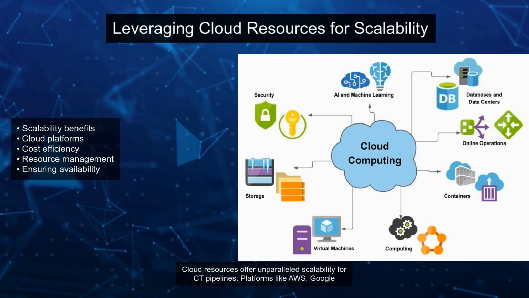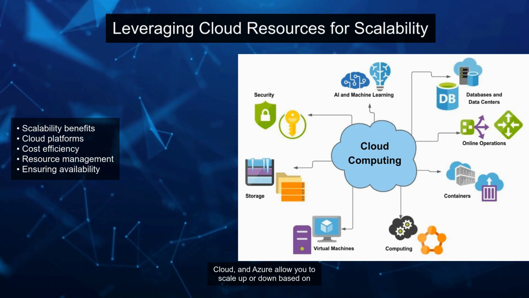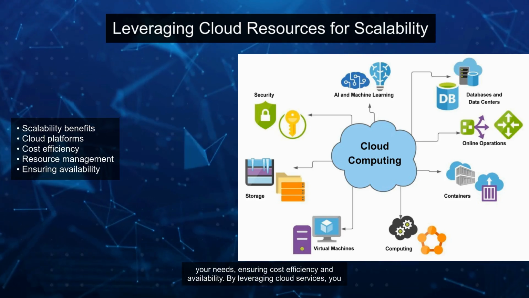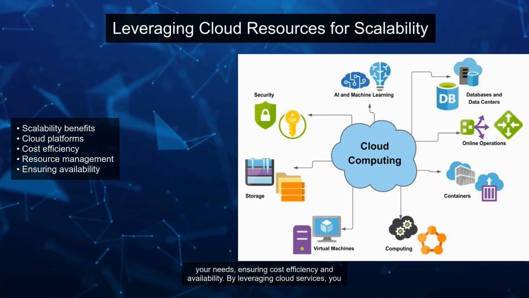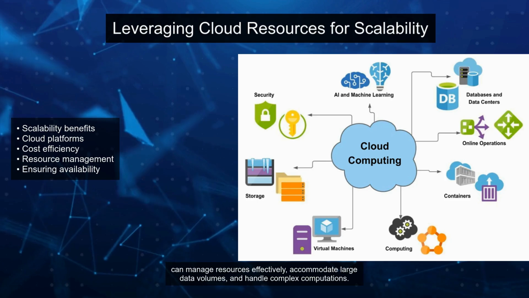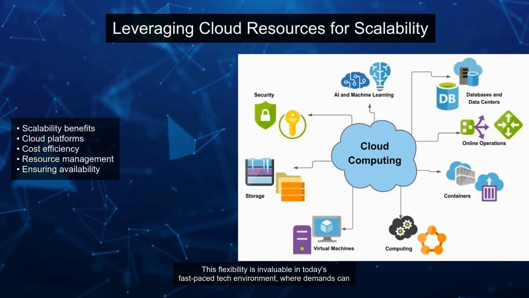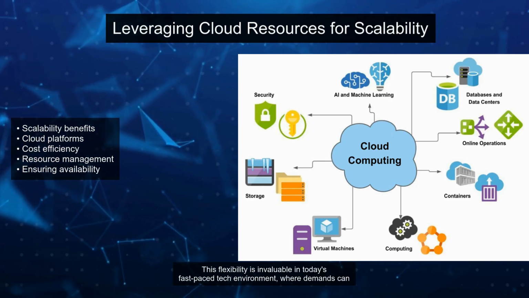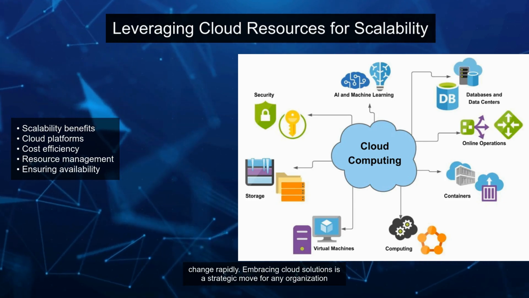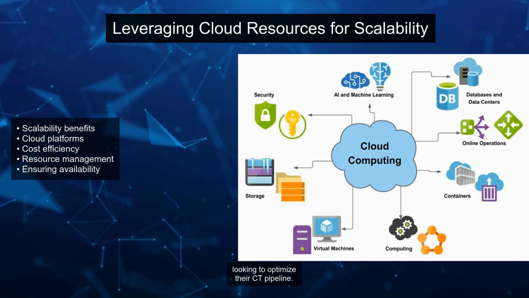Cloud resources offer unparalleled scalability for CT pipelines. Platforms like AWS, Google Cloud, and Azure allow you to scale up or down based on your needs, ensuring cost efficiency and availability. By leveraging cloud services, you can manage resources effectively, accommodate large data volumes, and handle complex computations. This flexibility is invaluable in today's fast-paced tech environment, where demands can change rapidly. Embracing cloud solutions is a strategic move for any organization looking to optimize their CT pipeline.